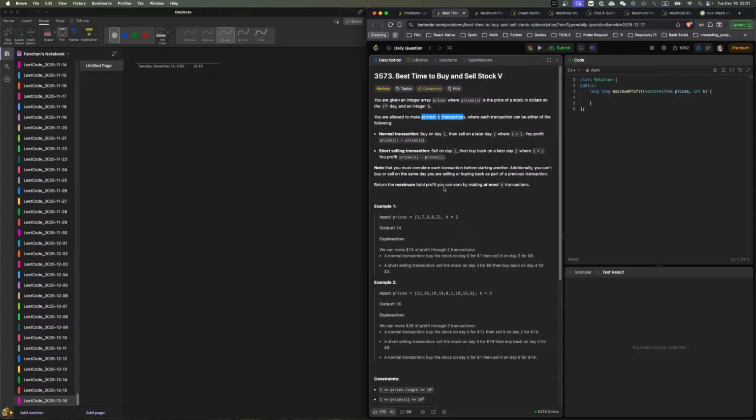There is a method to do buy and sell stock. I think it's a state machine, but I don't remember how to set it up. And this one requires a state machine with K. How do we do K times? I also don't remember. But anyway, so you are buying on day I. Yeah, so you buy and then you sell.